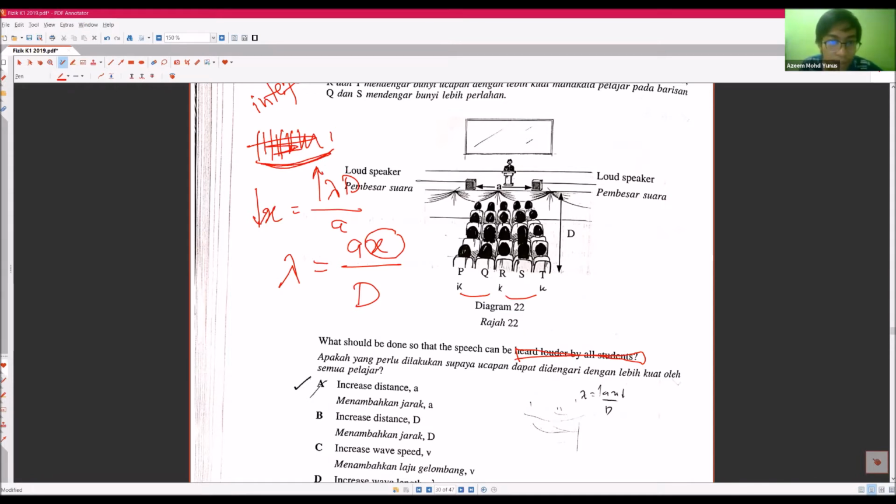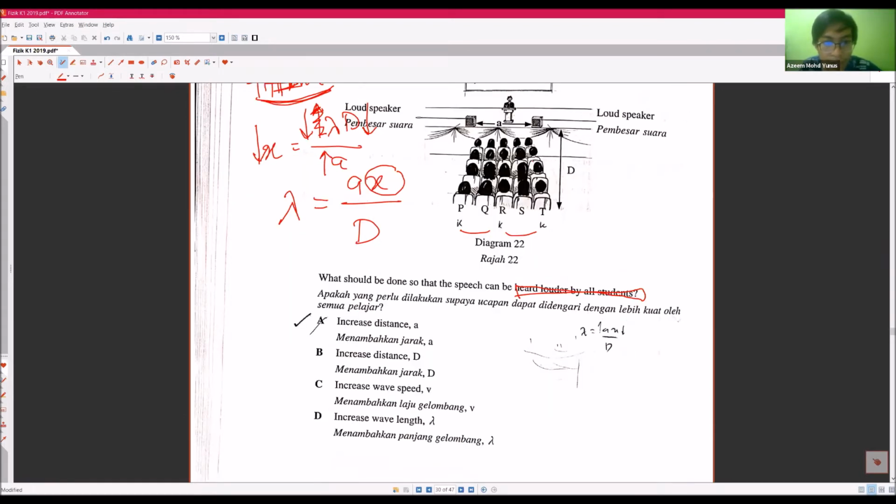So to do that, we have to decrease the wavelength, we have to decrease the distance between the source and the student, and we have to increase the aperture. Increasing wave speed doesn't have any significant effect here.